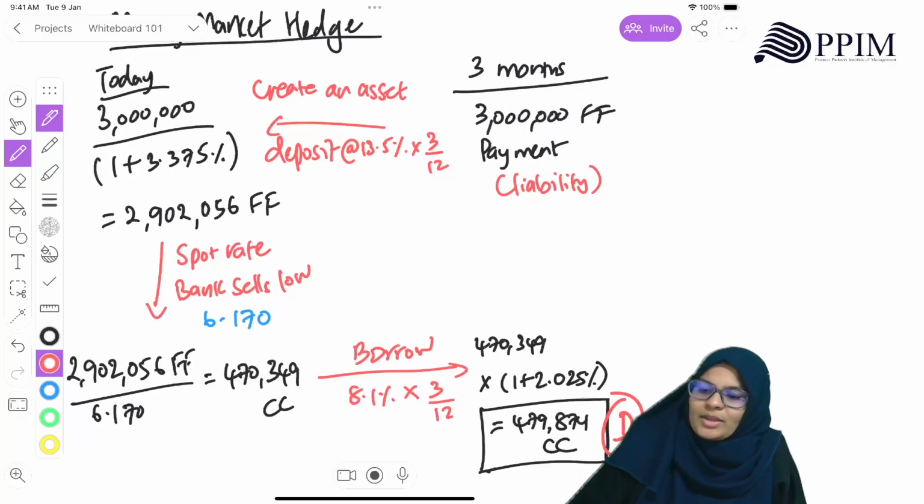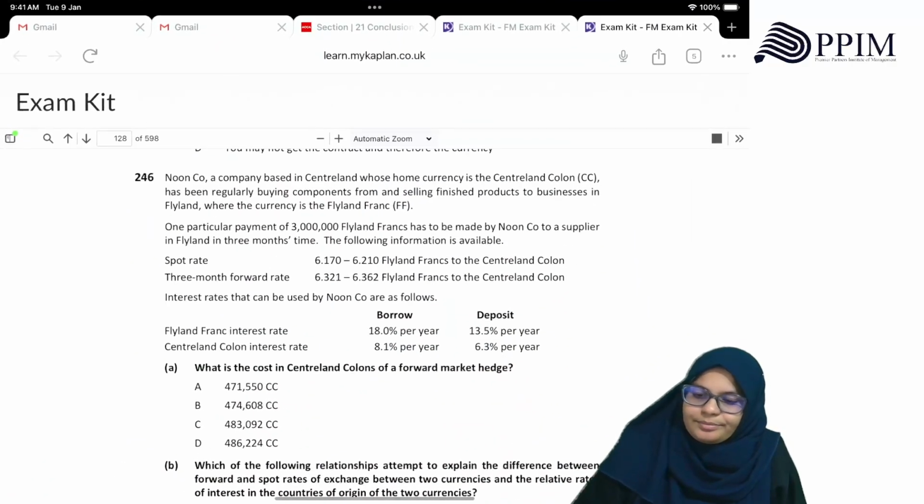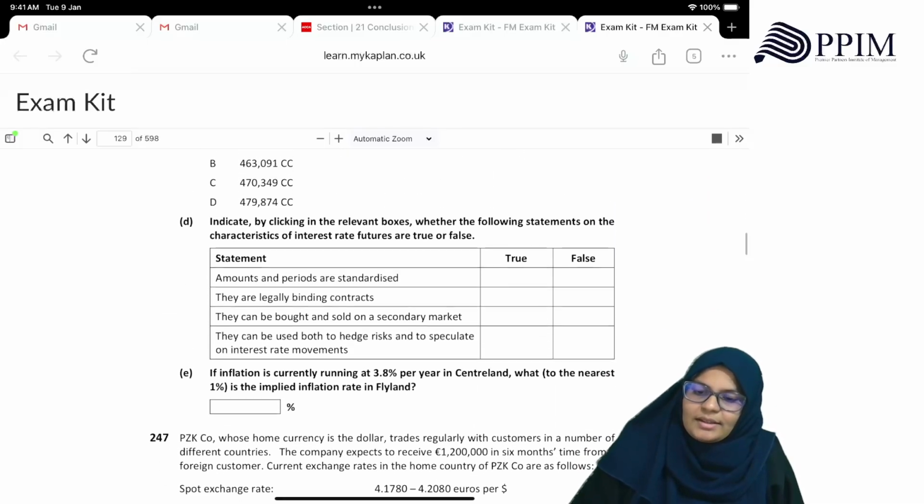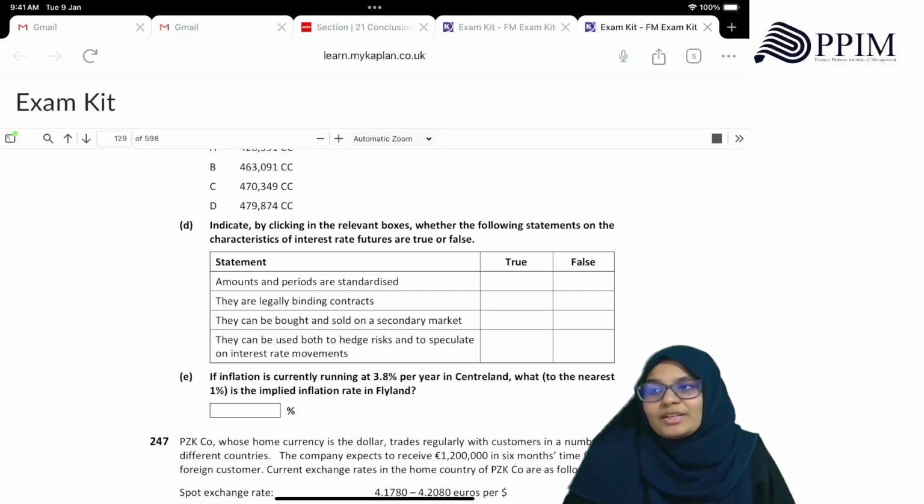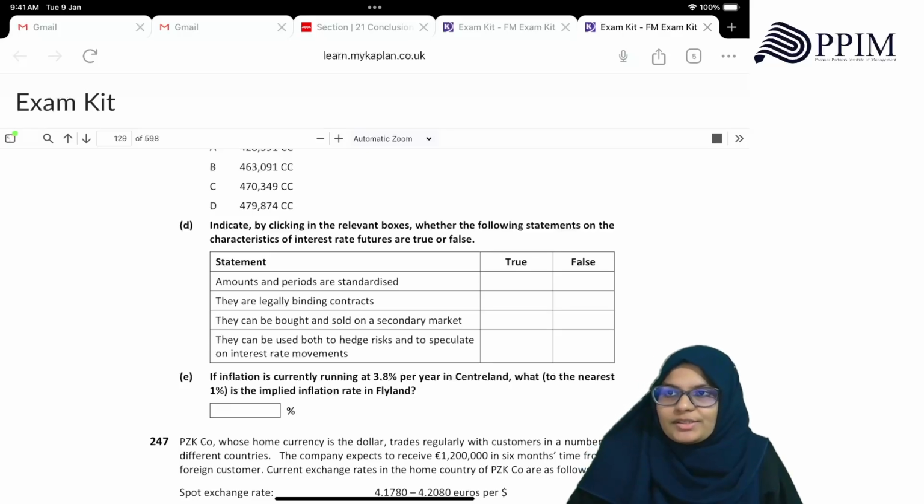Okay, right. So then let's look at the next one. C is done. D is saying indicate by clicking in the relevant boxes whether the following statements on the characteristics of interest rate futures are true or false. They're talking about interest rate futures. Okay. So first statement is saying amounts and periods are standardized. Is that the case? If it's a future, is the amount and the period to maturity standardized?